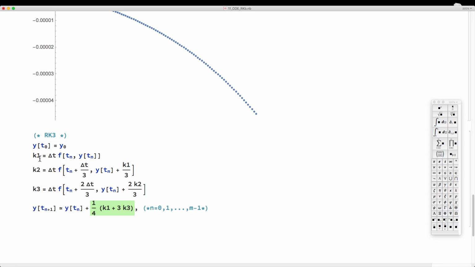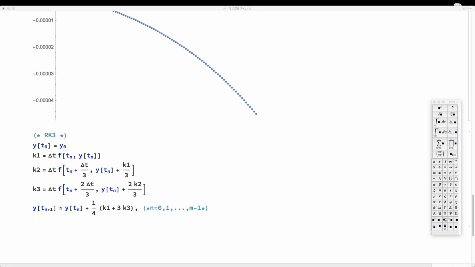So remember, K1, K2, and K3 get overwritten in each time step. You don't need to store them. You just need to store the values of y, which is the physically interesting quantity that you want to plot later. But K1, K2, and K3, you don't need indices in them because you can simply overwrite them and save memory.